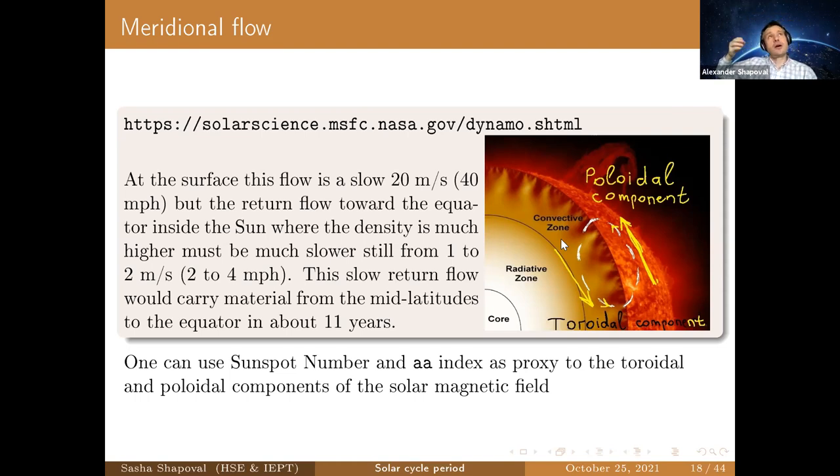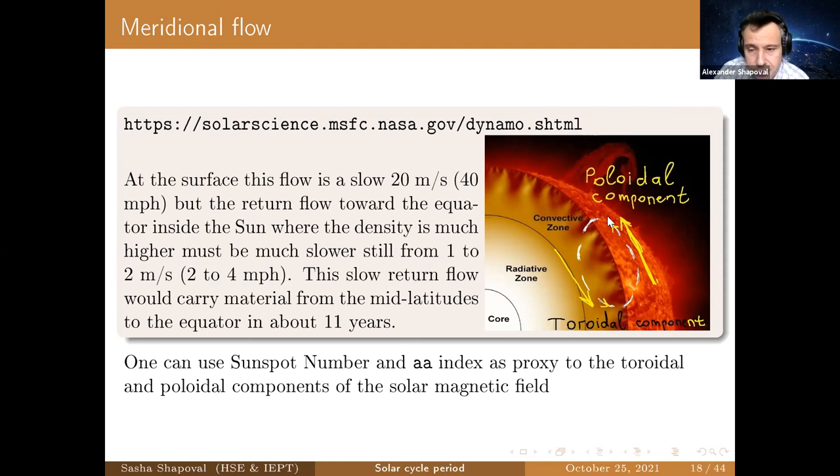Recently, some observations with satellites have become possible. And we know the speed, we better know the speed in the upper layers than in deeper layers of the sun, but still there are estimates of bulbs.